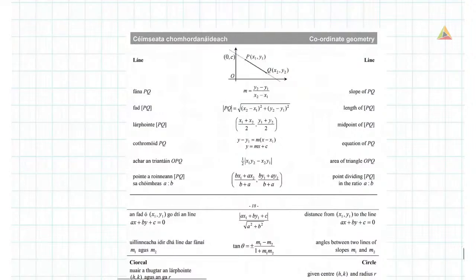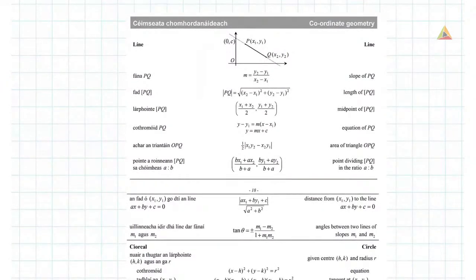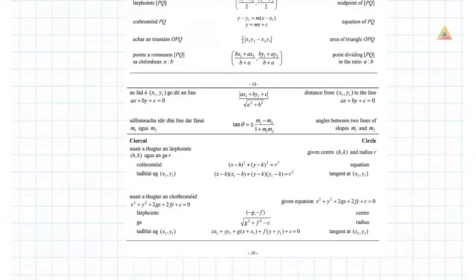What you'll see is we have pages 18 and 19 of the exam log tables cut out here. I've used 18 and 19 because a lot of the formulae that you're using for the line are going to come in quite useful in the circle also. They're all on page 18 and the top of page 19. Then the bottom half of page 19 goes through our important formulae for the circle.